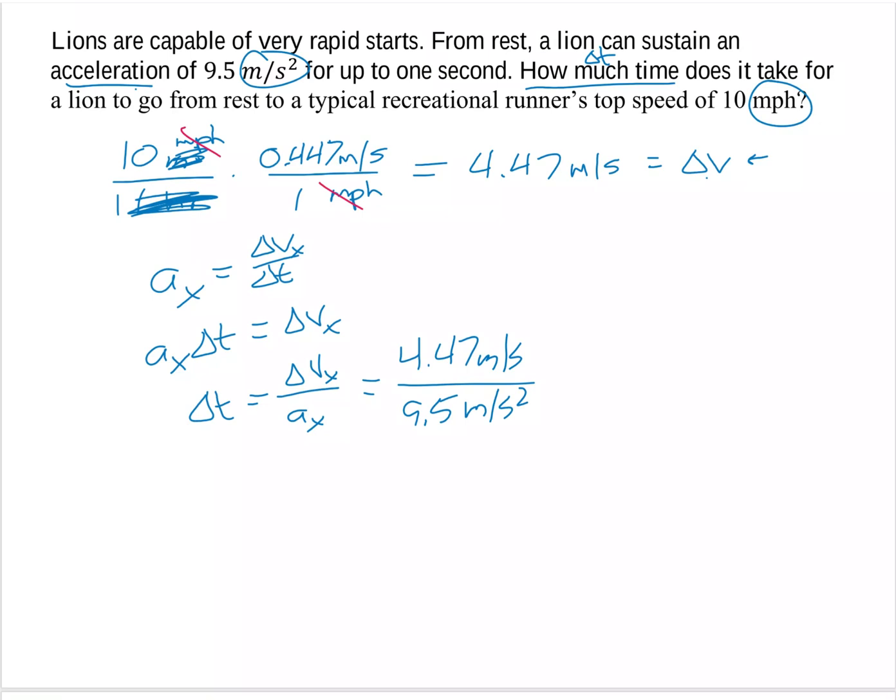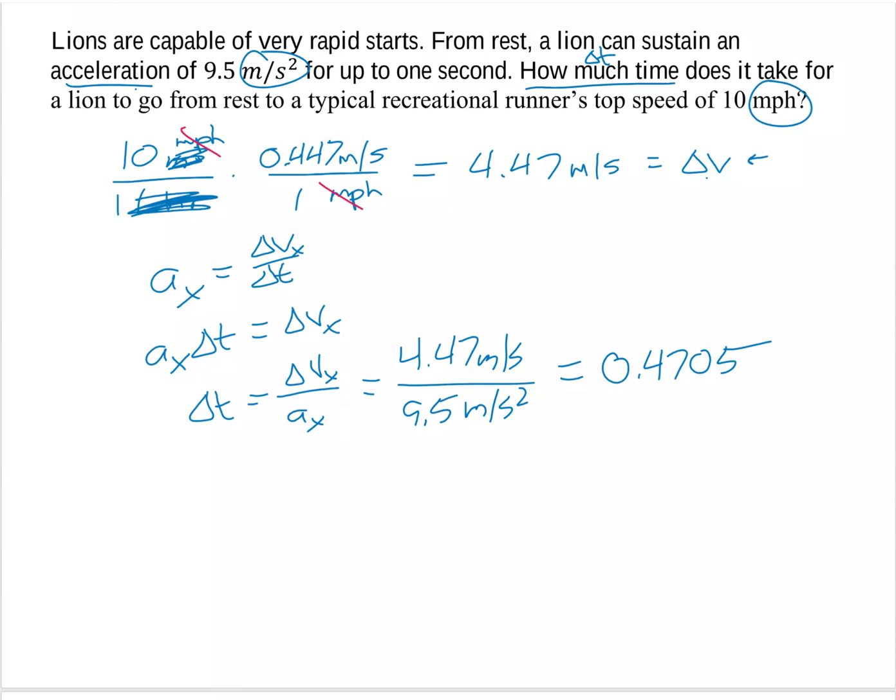How do we do that? Well, we can divide the numbers. What do you get? 0.4705. So we write all that down.